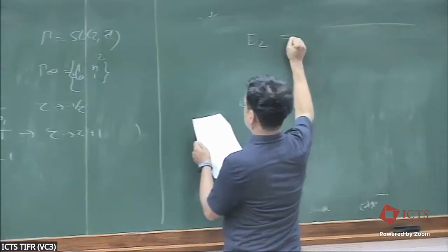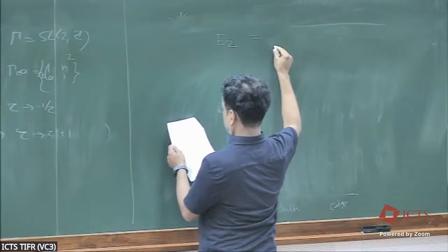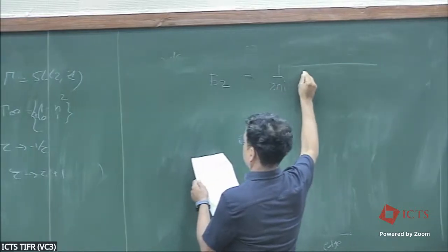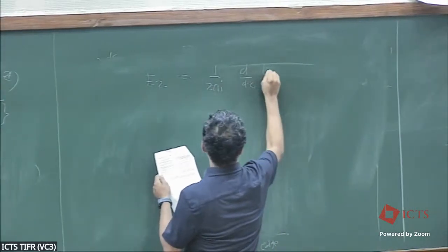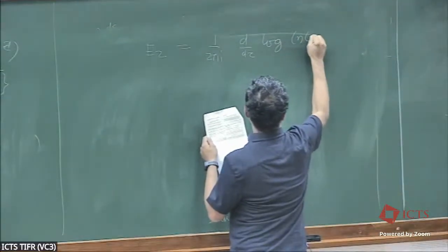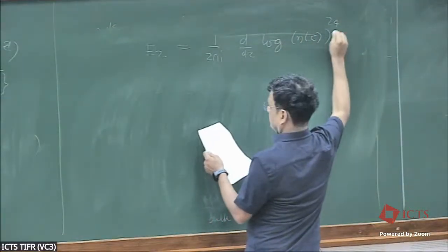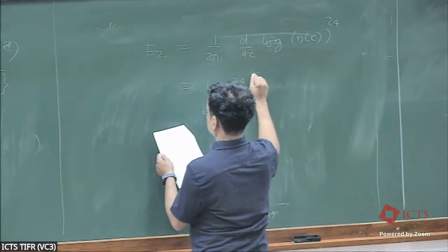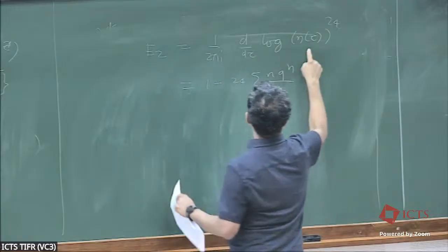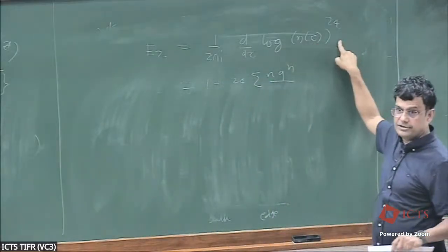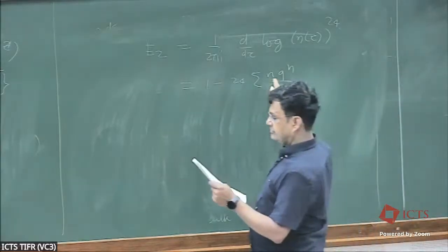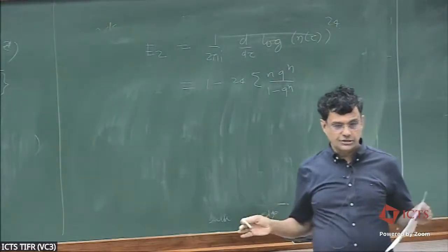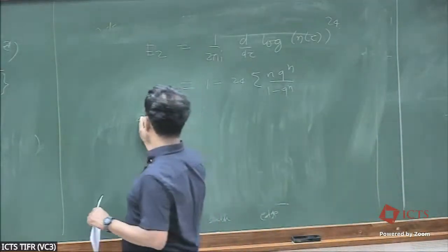So E2 is equal to 1 upon 2 pi i, d by d tau of log of eta tau to the 24. It has a very nice 1 minus 24 sum. Basically you take the eta function, take its product form, take its logarithm and take the derivative. You're going to get a very nice q expansion, but it is not modular. It is almost modular, so it's called a quasi-modular form.